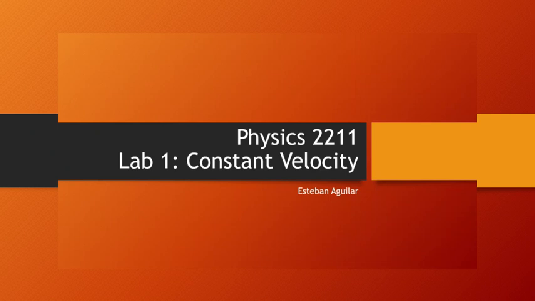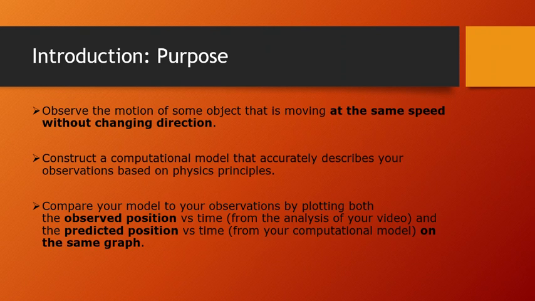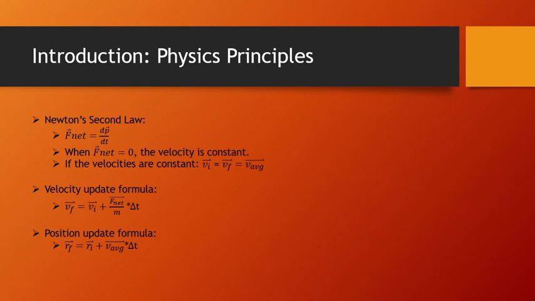Hello, this is my Physics 2211 Lab 1: Constant Velocity. Introduction. The purpose of this lab is to observe the motion of some object moving at the same speed without changing direction. I will construct a computational model that accurately describes my observations based on physics principles. I will compare this model to observations by plotting the observed and the predicted position versus time on the same graph. These are the physics principles that were used in this experiment.